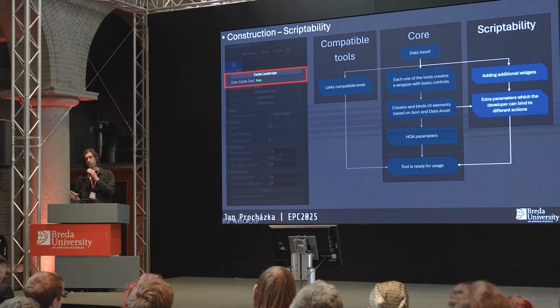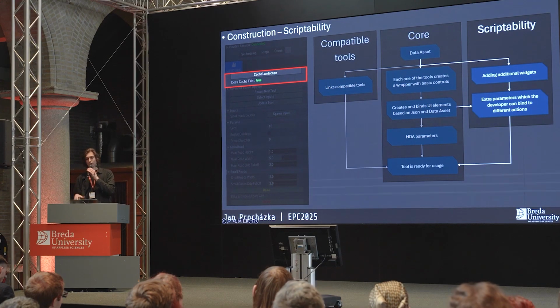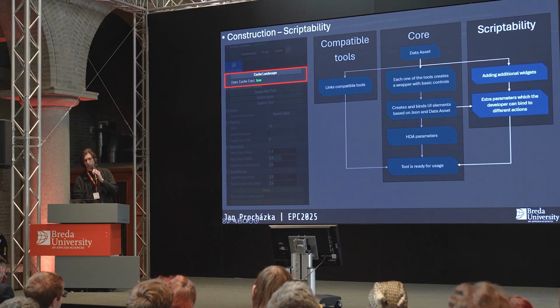Adding more scriptability is something I've implemented based on feedback I've got of where this toolkit could be limiting. So based on the data asset, the developer can add additional widgets, and those widgets can provide additional functionality in areas which cannot really be generalized or automated.